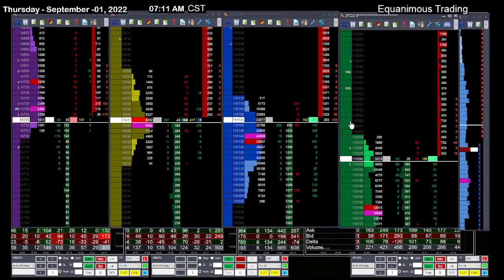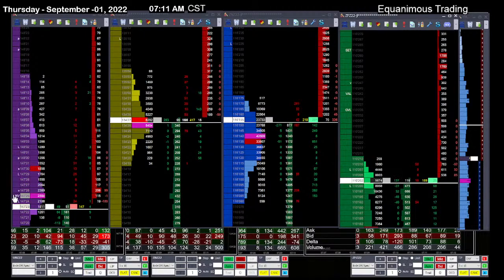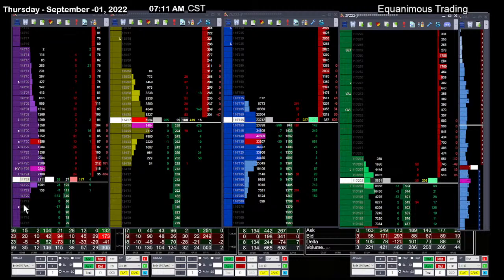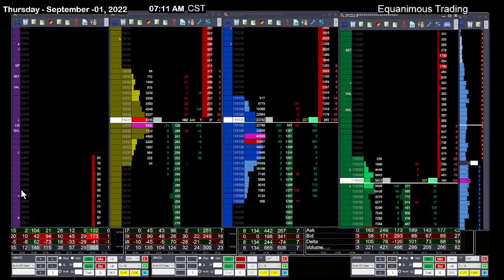Looking through here, I've just marked some levels on the DOM. NV is the naked value area from before. All the little V's are value areas from previous days. Little P's are points of control from previous days. If it's a naked point of control, it'll be an NP. And up above, we've got our Globex value area low.